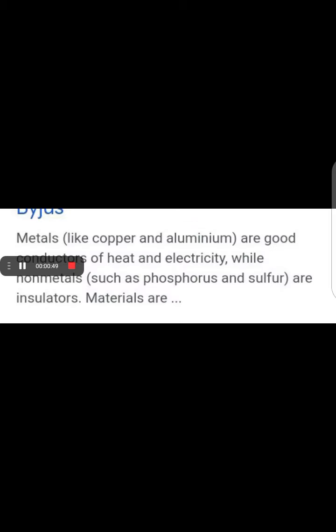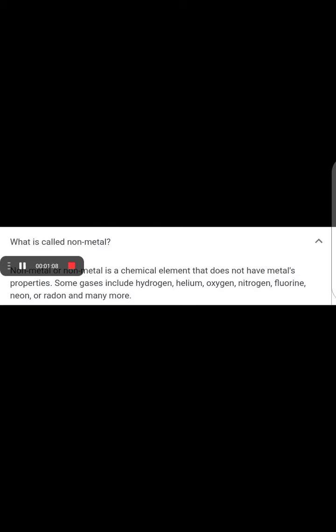Do you know what metals are? Metals are good conductors of heat and electricity, like copper and aluminium. While non-metals such as phosphorus and sulfur are insulating materials. Let me see about non-metals.